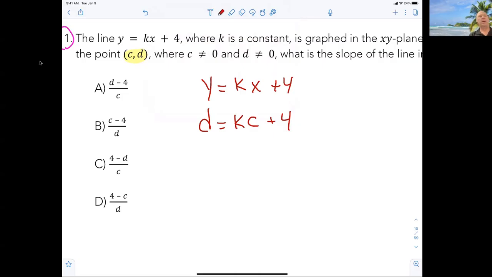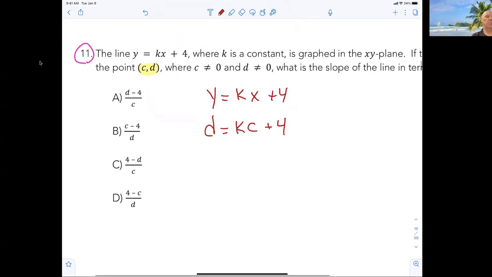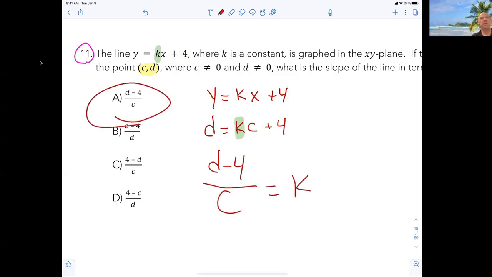Everybody happy with that? And now it's just a matter of what is the slope? Now, the slope in this case, I think is kind of silly. They're just always trying to throw you off, but K is the slope. So I'm literally just solving for K. So that means I move the 4 to the left. Does everybody agree with that? When I move the 4 to the left, it becomes negative. And then I have to divide by C. There you have it. D minus 4 over C. All right. Anybody have any questions with that? So again, if you're not 100% sure, when they give you a point, most of the time, plug the point in. Yes, sir.